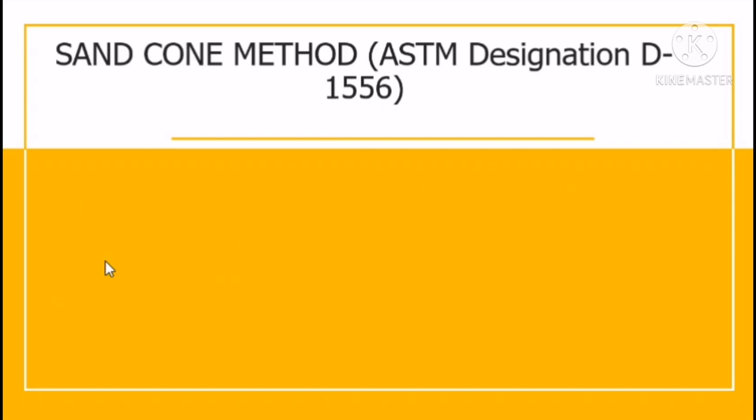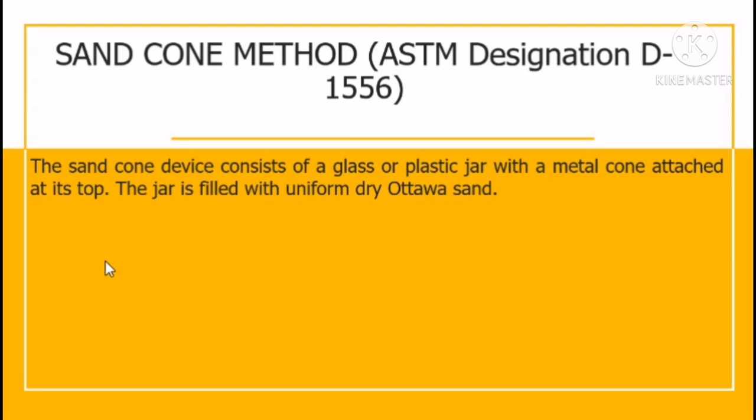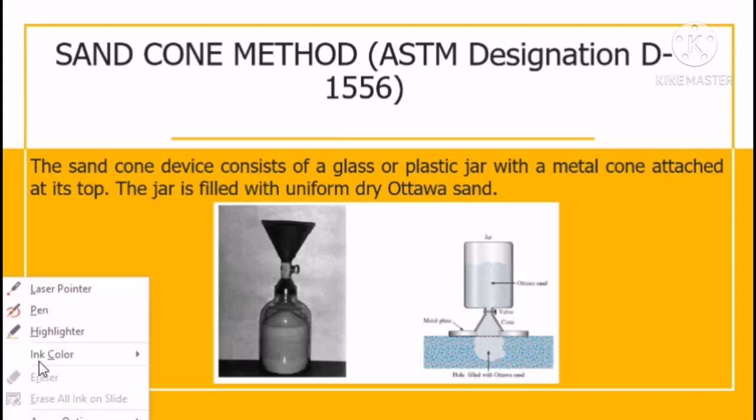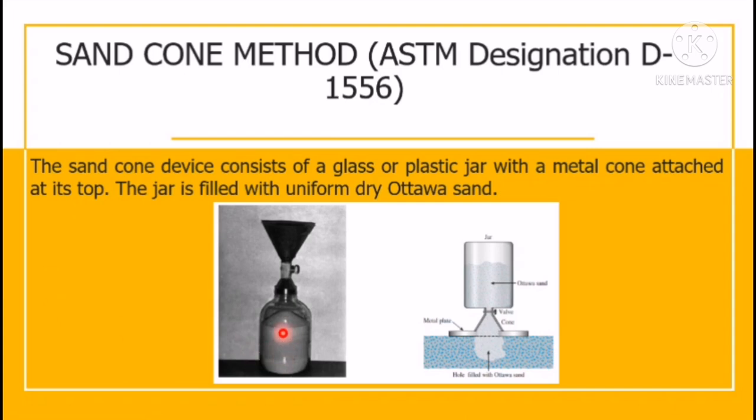So, sa field natin, the sand cone device consists of a glass or plastic jar with a metal cone attached at its top, and the jar is filled with uniform dry Ottawa sand. So, this is what it looks like. This is the dry Ottawa sand, and this is the sand cone device in general. And this is the jar, and these are the parts of the sand cone jar natin.